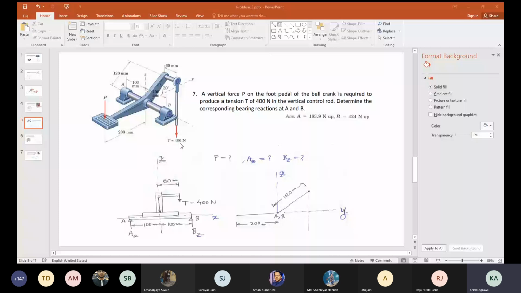We can prove that. I'm taking moment about z-axis. Yes, this is 100, correct. By symmetry also I can say it is 0. Yes, sir. Yes, you are right. Thank you.